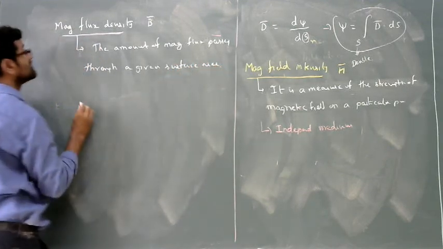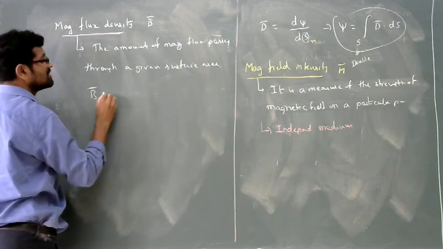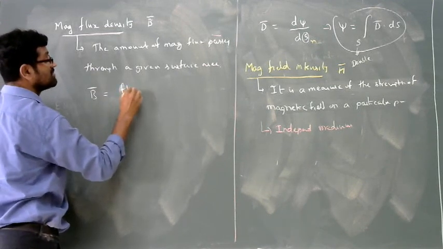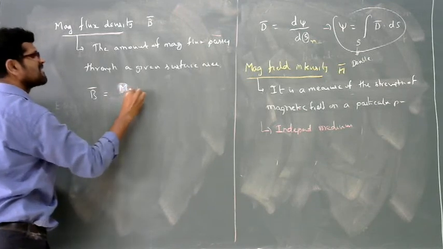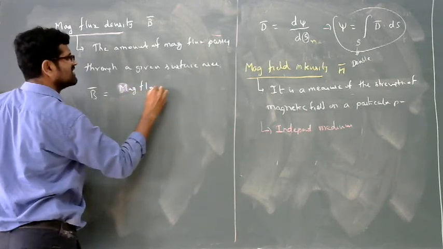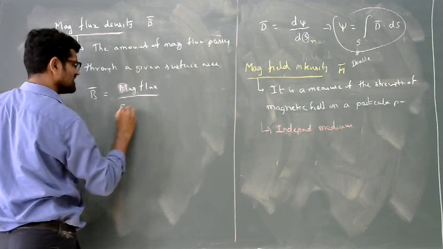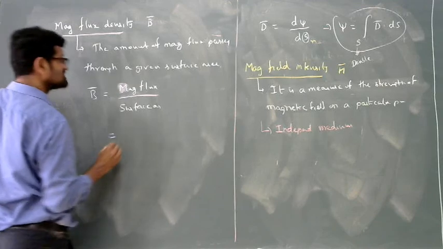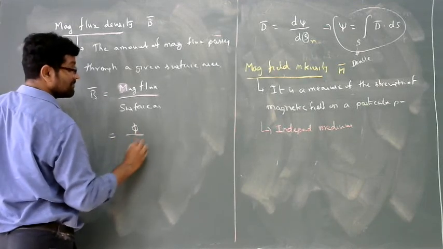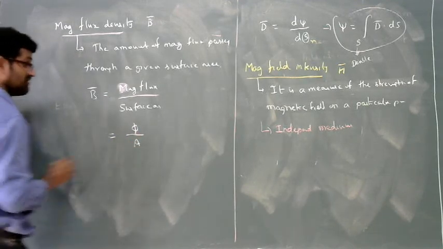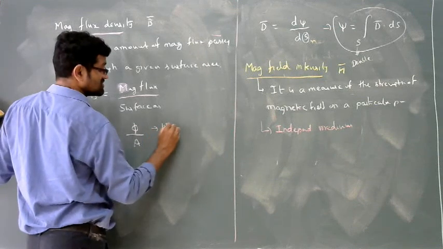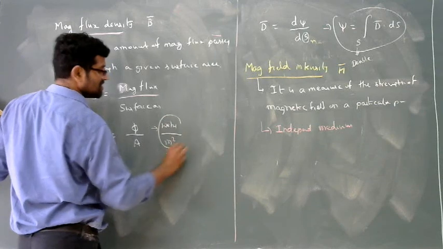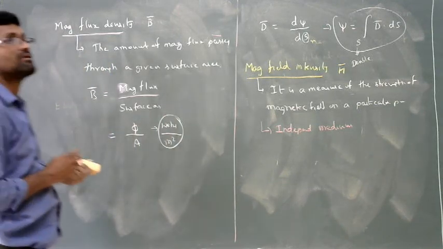So from the definition, how do we define magnetic flux density? B bar is equal to magnetic flux divided by surface area. Magnetic flux we define with the letter psi, divided by A. Flux by area. Flux units are Weber, which we already studied. Divided by area, units are meter square. So magnetic flux density units are Webers per meter square.